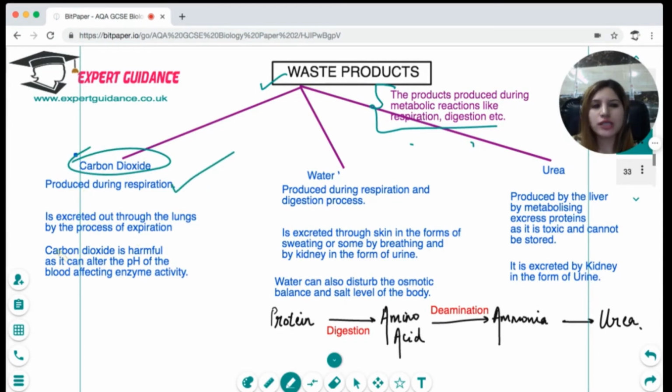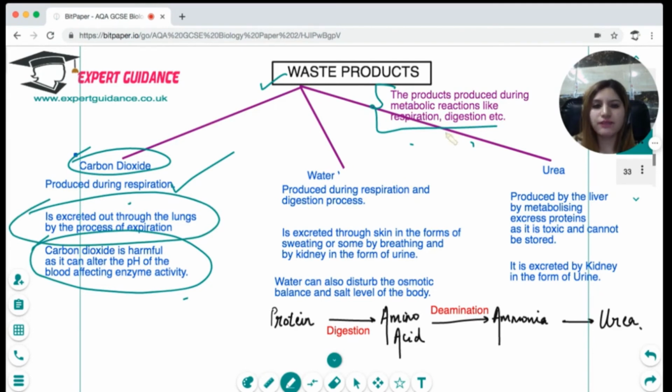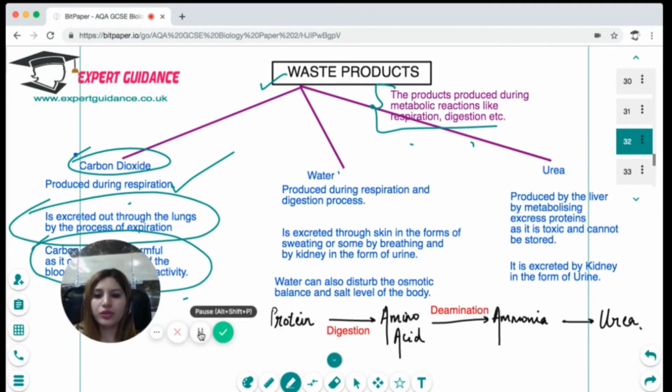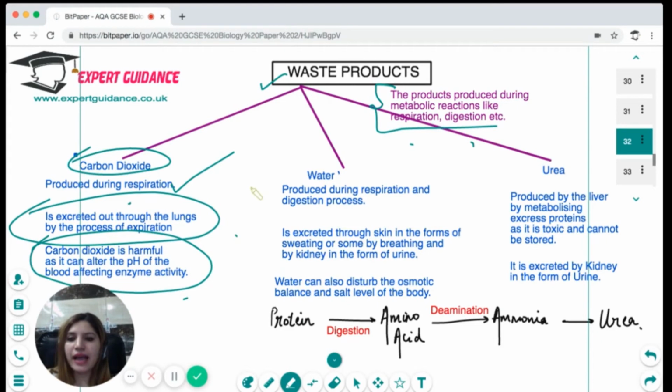It is toxic because carbon dioxide can disturb the pH and affects the enzyme activity. So it needs to be removed immediately. So it is excreted out through the lungs. Then there is water. By metabolism, we also produce water, like in respiration or during the digestion process.